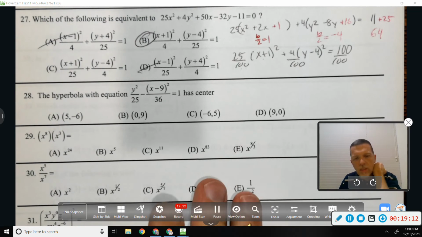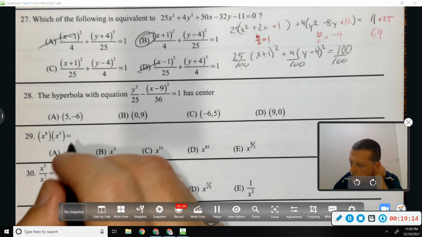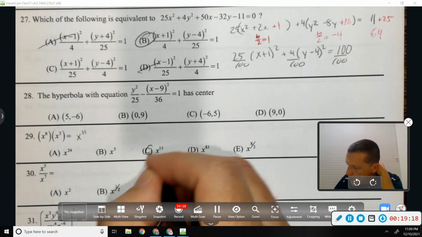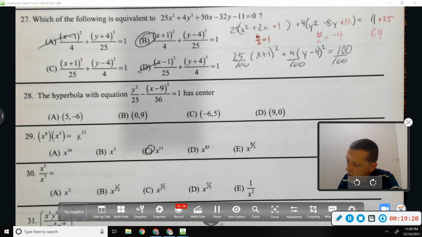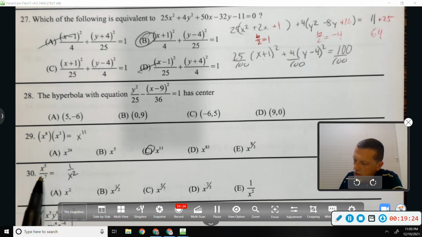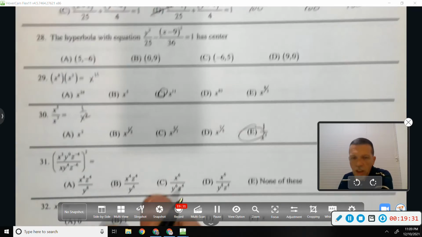28 should be easy. 29 should be even easier. 8 of them and 3 of them make 11 of them. So x to the 11th. 30, whoops, I wasn't going to do 30, but it's already done. 31 looks tricky with all those exponents going on there.